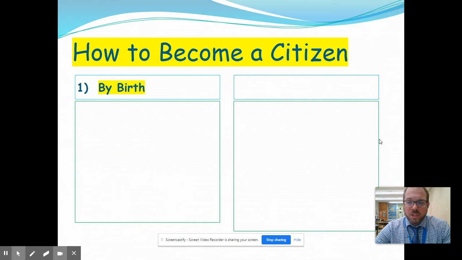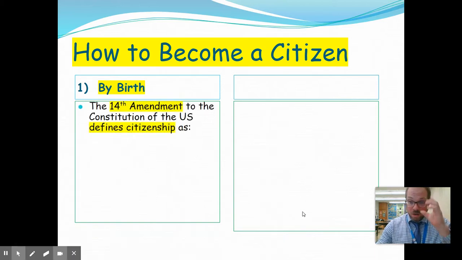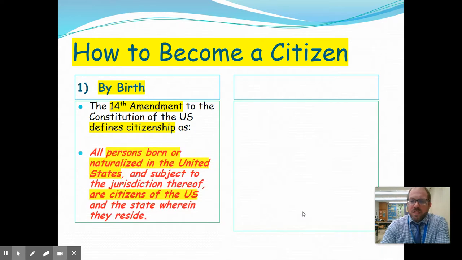So, again, we're going to review this process of how to become a citizen. First, you can do this by birth. The 14th Amendment to our Constitution defines citizenship in America. The 14th Amendment was passed after the Civil War. It was basically made to make sure that formerly enslaved African Americans could legally be citizens and not have any rights taken away. The 14th Amendment reads like this: all persons born or naturalized in the United States and subject to the jurisdiction thereof are citizens of the U.S. and the state where they reside.